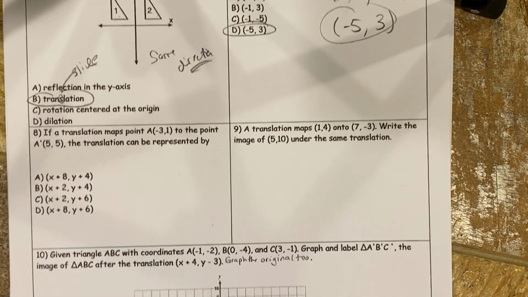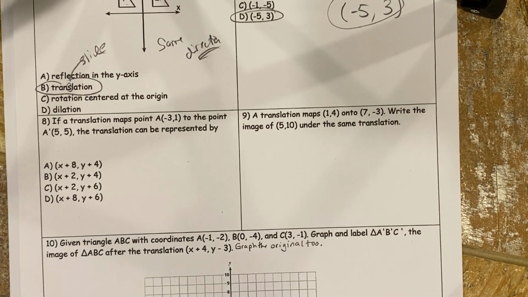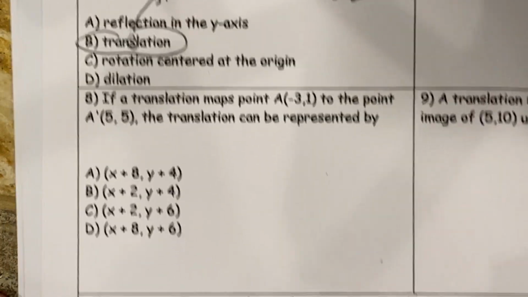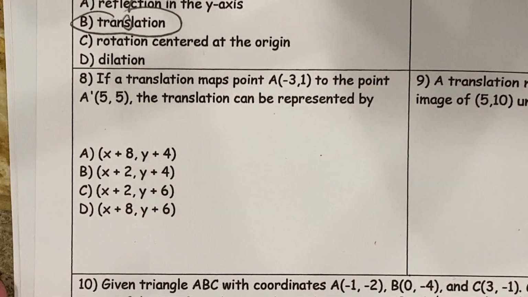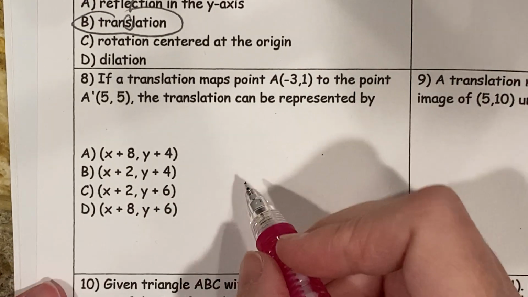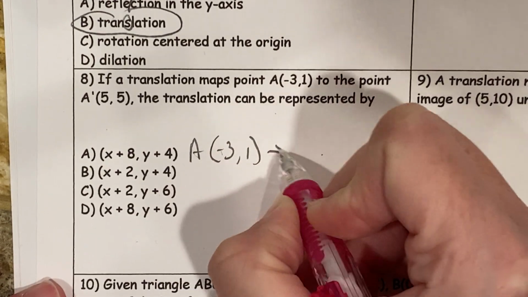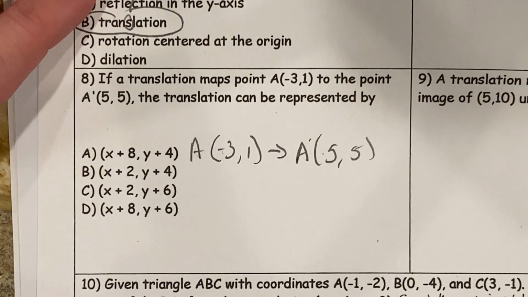All right, number 8. So this is the toughest it's really going to get. And that is when they give you the original, they give you the image, and they want you to figure out the symbols. Now, you guys did a great job the other day when you were able to do the counting. Now you have to be able to do it the math way. So A is -3, 1. And it's going to go to 5, 5.